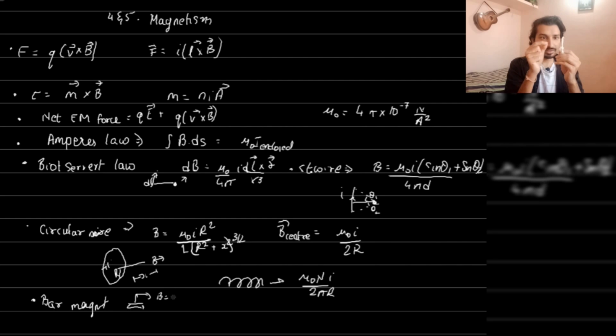That is x. So x becomes 0 when I'm finding the field at the middle. When you take x = 0, you get mu naught I by 2R. Then you have the bar magnet. For a bar magnet, you have the magnetic field at the top, at the axial and equatorial positions.